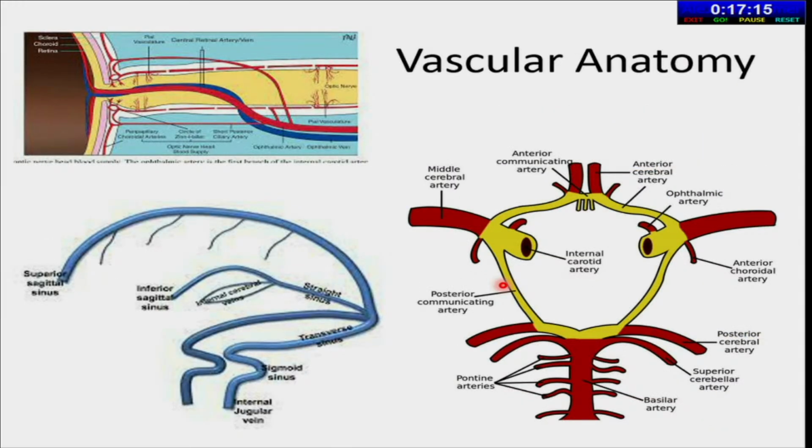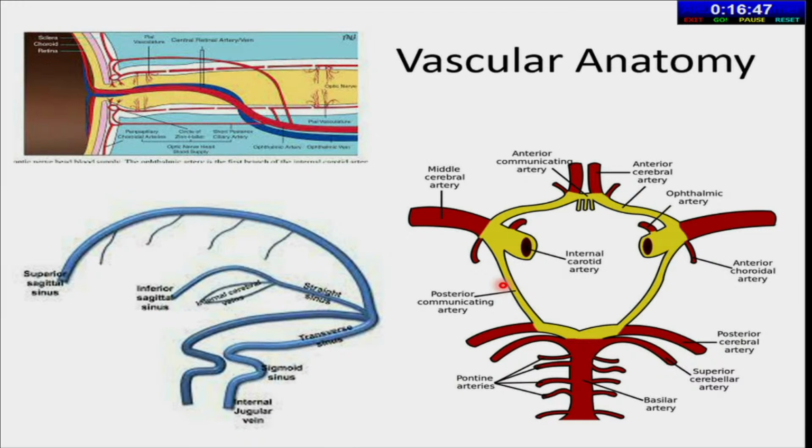The last thing in anatomy that I'm going to cover is the vascular anatomy. You should all be very familiar with the blood supply to the optic nerve and the retina, how the ophthalmic artery comes in, the pial vessels, the short posterior ciliary arteries. You should be familiar with the blood supply of the brain, the circle of Willis. All this is important because there's a lot of vascular aspect in neuro-ophthalmology. A lot of ischemic damage happens to the nerve, so you should be familiar with this.